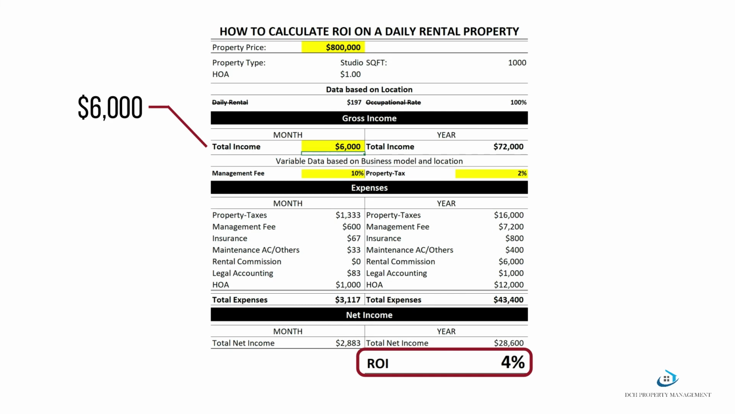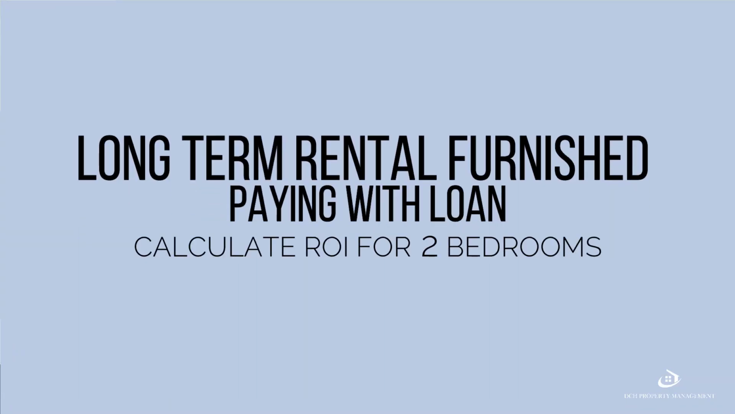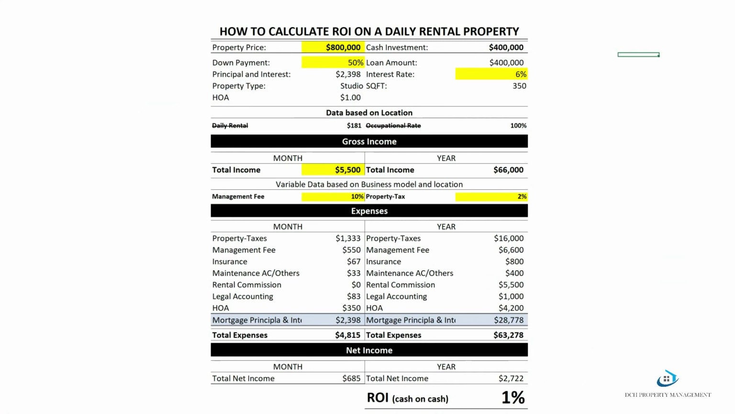Now, would you like to know what happens if we applied a loan? Long-term rental furnished 2 bedrooms with a loan. We are going to use the previous example with a 2 bedrooms furnished condo rented for a year, or 12 months. One more time, we are assuming we have 50% deposits. Applying the same scenario as before with a loan, we will use a 6% interest rate and later 9%. The principal and interest will then play a very important role in my cash flow.